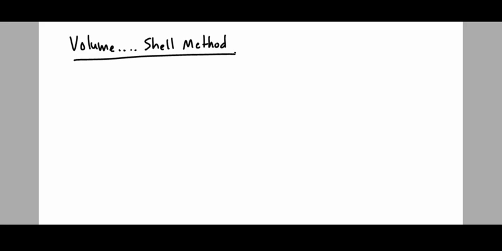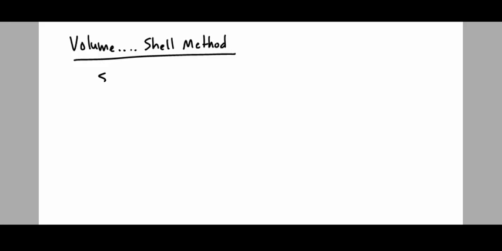We're going to continue looking at finding volume like we did in our last section, but this one we're going to be learning a new method, and it's called the shell method. So we can still find the same volume of the rotated figures that we used to, but here's another method that sometimes will make things a little bit easier.